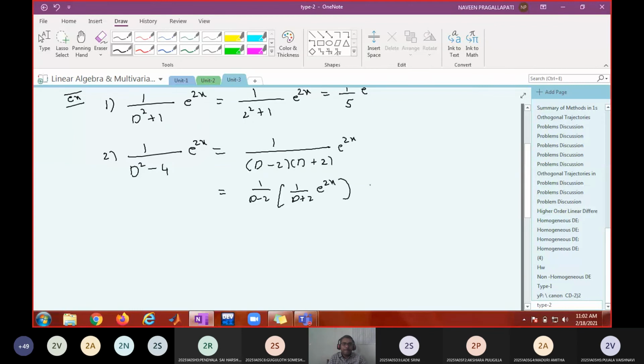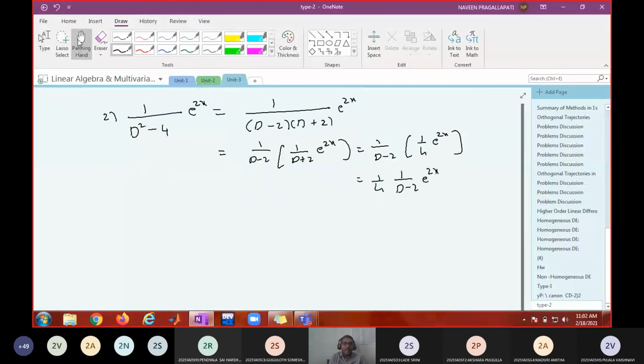Now can I apply the type 2 formula for this? Substitute D with 2. 2 + 2 is 4, non-zero. So can I write this as 1/4 e^(2x)? Can I write this as 1/4 times 1/(D - 2) e^(2x)? Now is this type 1 or type 2? Type 1. So that gives x e^(2x). The answer is x/4 e^(2x). Is this fine?